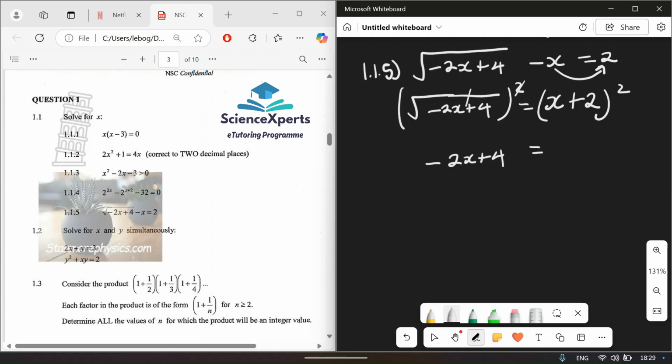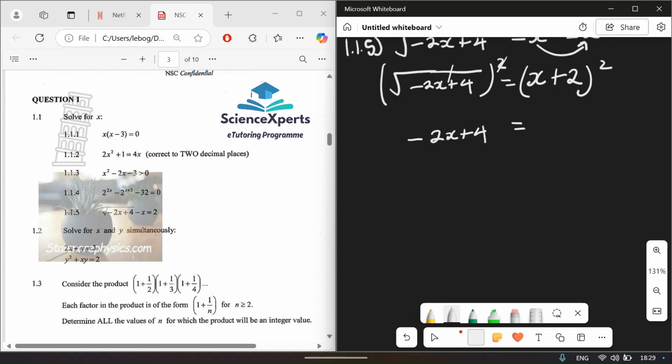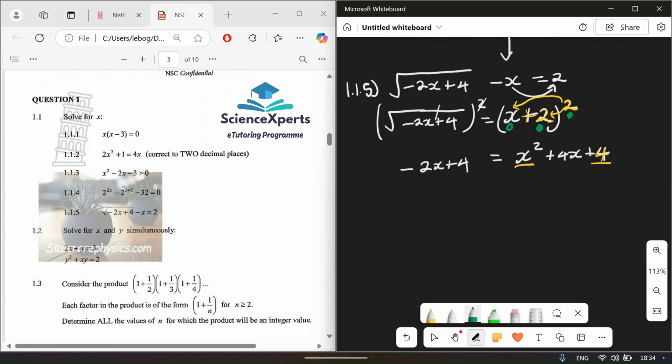Then on the right hand side, we're gonna expand this using the FOIL method. We will get x squared plus 4x plus 4, right? So now let me show you a quicker method to expand a binomial squared. It only works with a binomial, but it's just the faster method. So when we are here, we then have to solve for x, right?